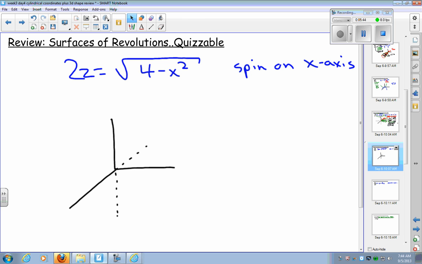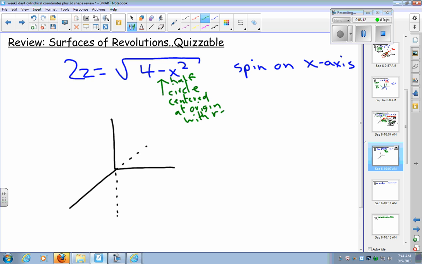Let's see, what can I do here? What could I do here? What is 4 minus x squared, just in general? What shape is that back in geometry, back in pre-calc? What shape is that? Okay, this here is a circle, or I guess I should say half circle, centered at the origin with radius equals 2.